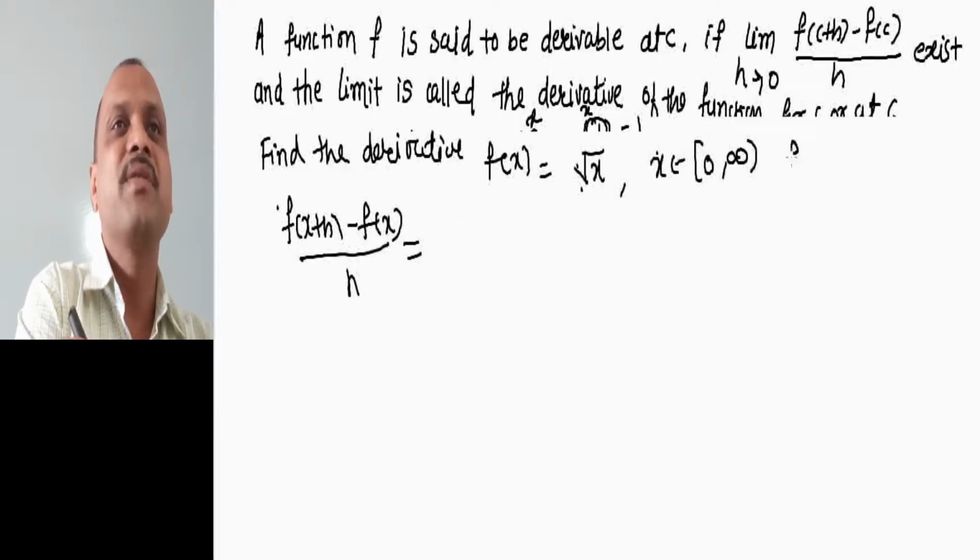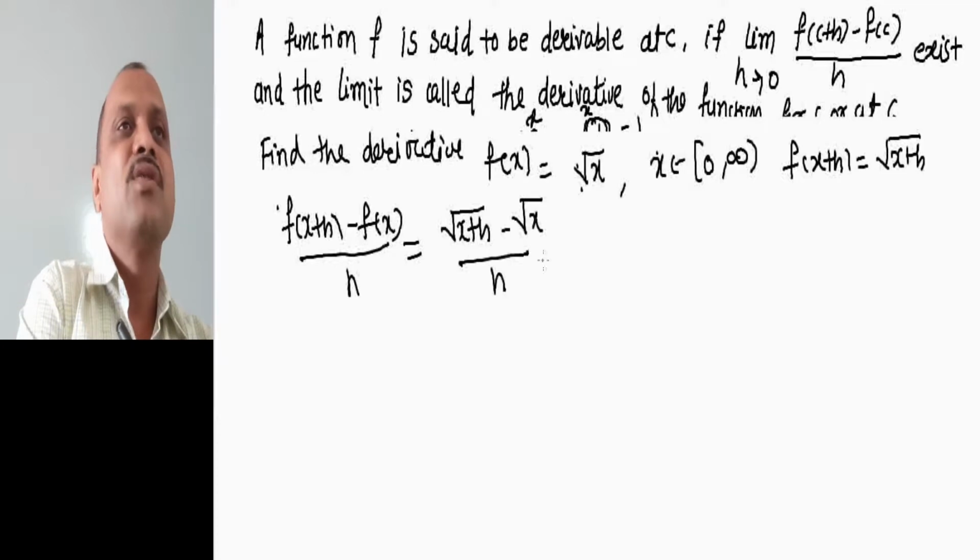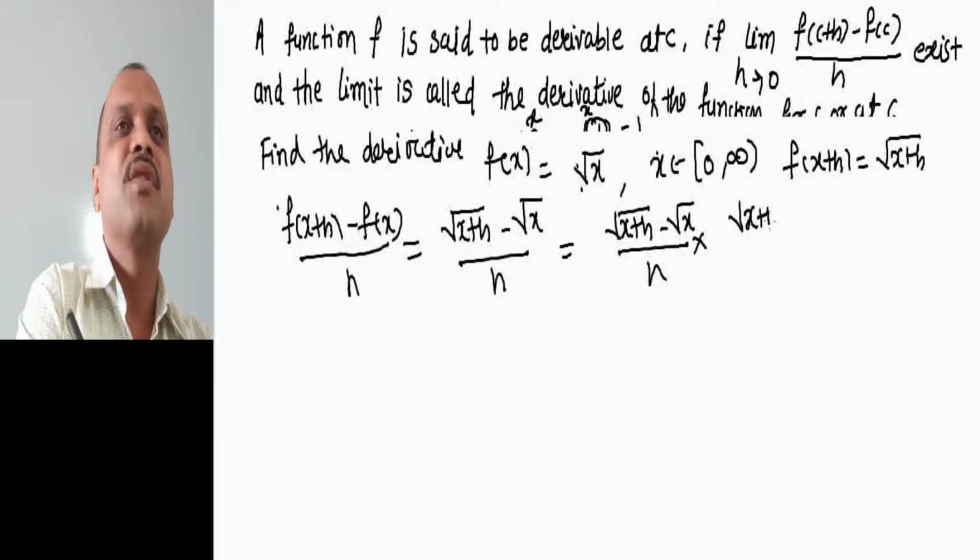What will be f of x plus h? f of x plus h is equal to under root of x plus h. So, this is equal to under root of x plus h minus under root of x divided by h. So, friend, we need to rationalize it. Multiply by under root of x plus h plus under root of x divided by under root of x plus h plus under root of x.